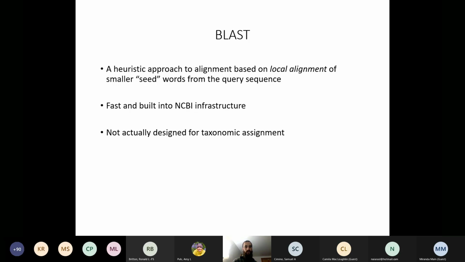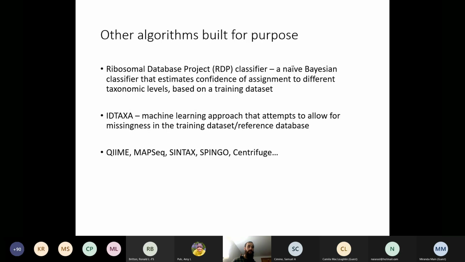But I want to point out that although it's really common, it's not actually designed for taxonomic assignment. It can help you assess how similar your reads are to sequences in the database, but it leaves a lot of room for you to have to come up with interpretation of how close that sequence actually needs to be in order to make a taxonomic assignment. There are other algorithms out there that are built specifically for the purpose of taxonomic assignment. One of the most common is the Ribosomal Database Project, the RDP classifier. This is a naive Bayesian classifier that actually estimates the confidence of your assignment to taxon or to different levels of taxonomy based on a training data set. So you imagine if you were to get a sequence from your training data set, what your level of confidence would be in assigning it back to taxa.